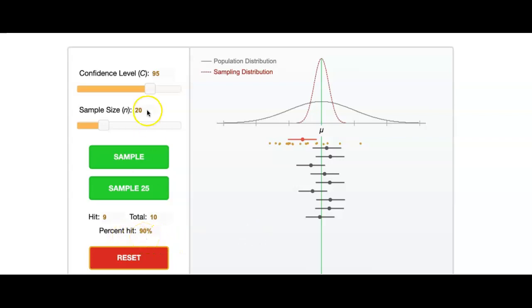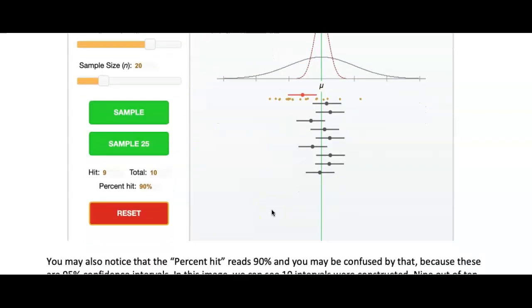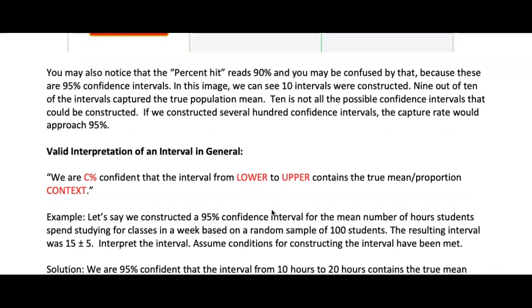Well, I know that's not 95%. That's because this isn't all possible intervals. Remember, the 95% confidence level, or whatever confidence level you have chosen, refers to the long run success rate of all the intervals. So if we constructed 1,000 intervals, this percent hit might be close to 95%. But the 95% refers to all possible intervals that could be constructed.